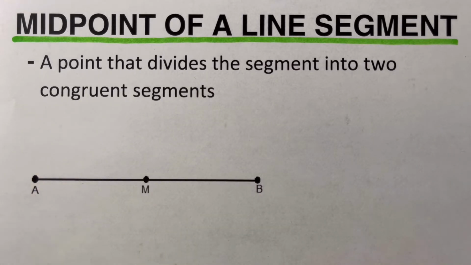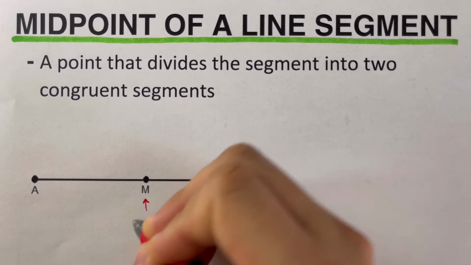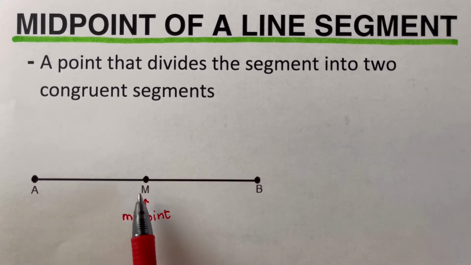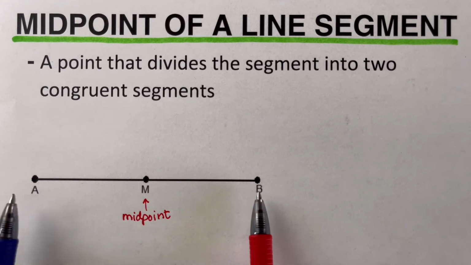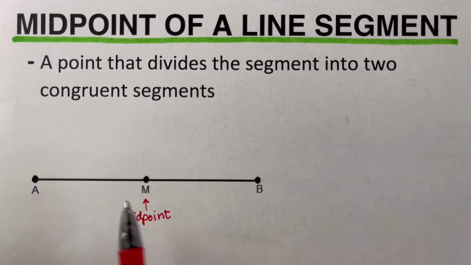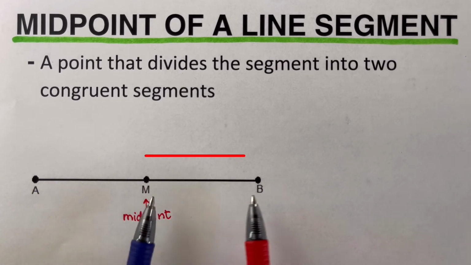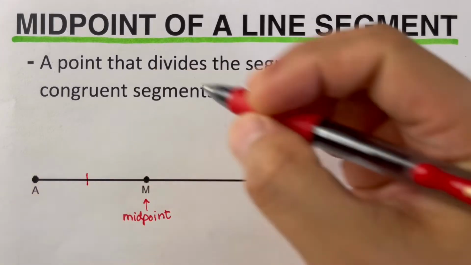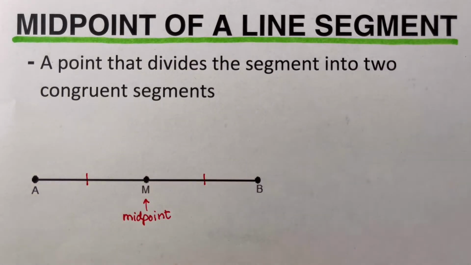Let's take this picture right here. Suppose point M is our midpoint, so I'm just going to label that down here. Based on this definition, since M is the midpoint, the whole thing AB was cut into two equal pieces. That is AM and MB. So these two line segments, AM and MB, will be congruent to each other.